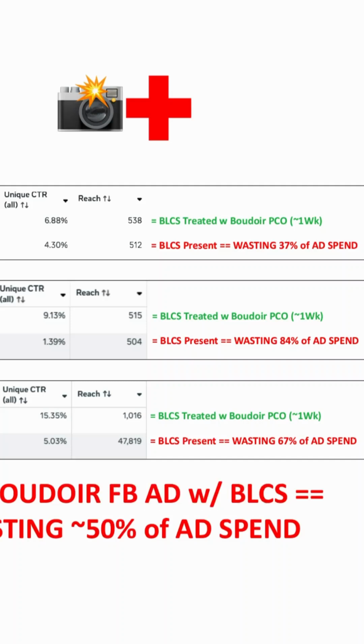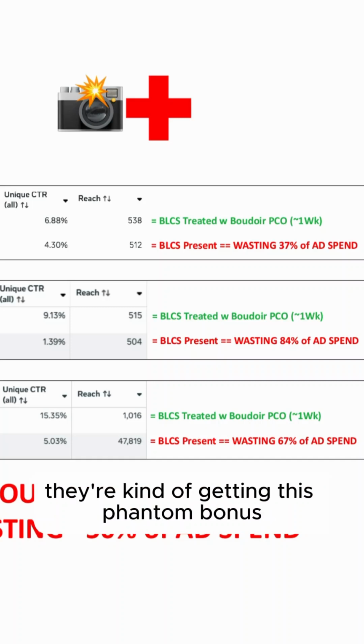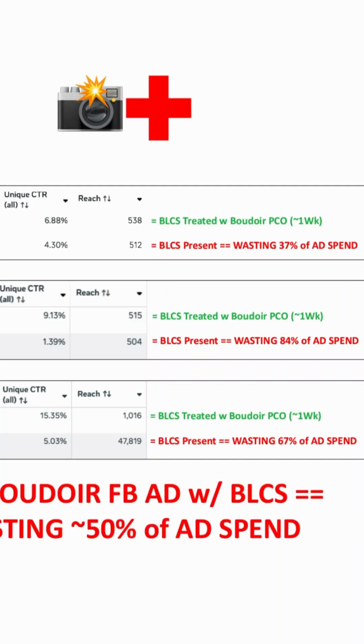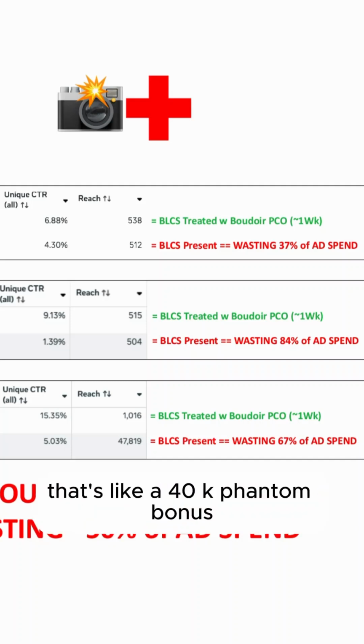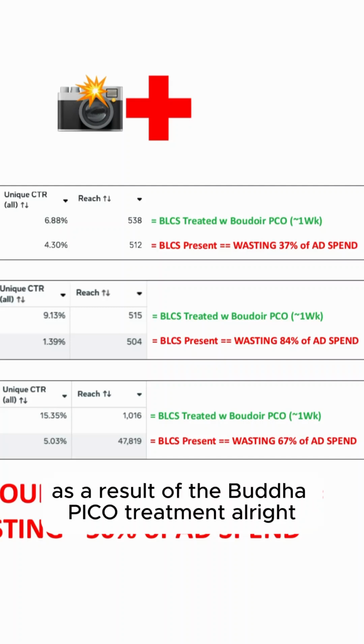As long as they keep advertising, they're getting this phantom bonus in the background, $3,700 a month, every single month. And at the end of the year, that's like a 40K phantom bonus that stayed in their pocket, that they didn't have to spend out of pocket as a result of the Boudoir Pico treatment.